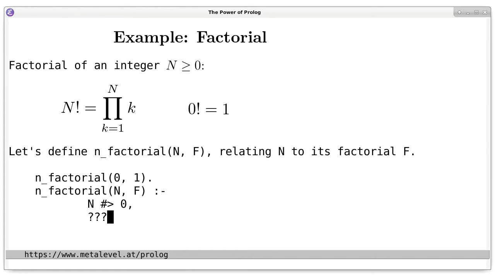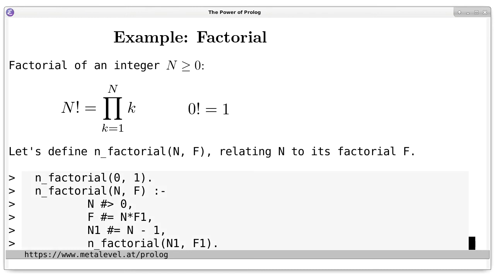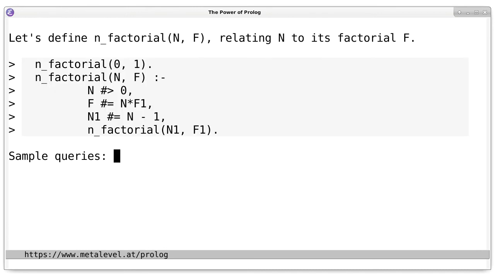So let's suppose we already know the factorial F1 of N1, if N1 is N minus 1. Then a bit of reflection tells us that in this case the factorial F of N is N times F1. So this completes the definition. Let's consider a few sample queries.